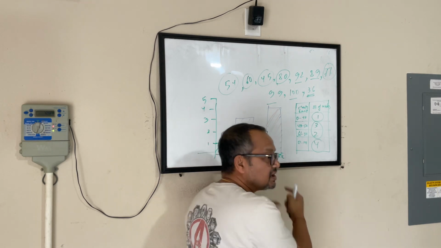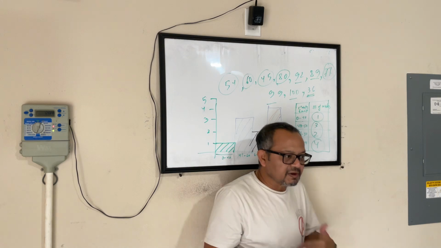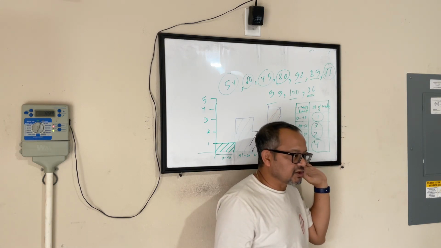This diagram is called a histogram. This is one of the tools that we use in statistics, and we'll keep coming across more of them. So this is just a starting point.